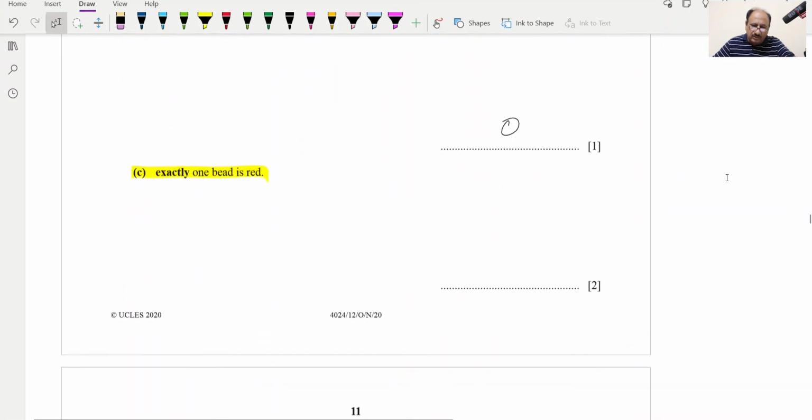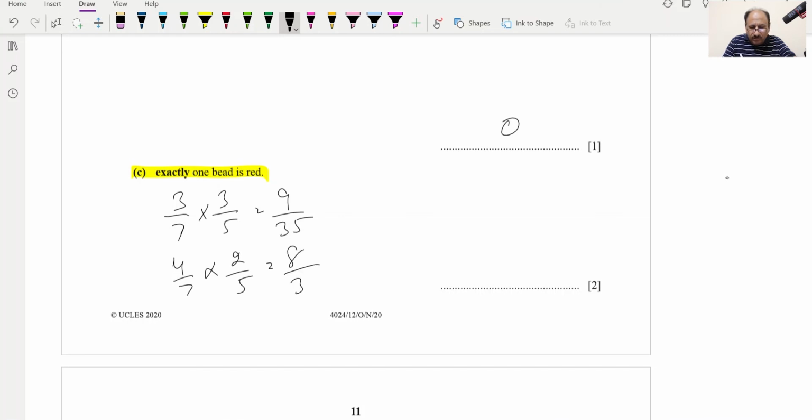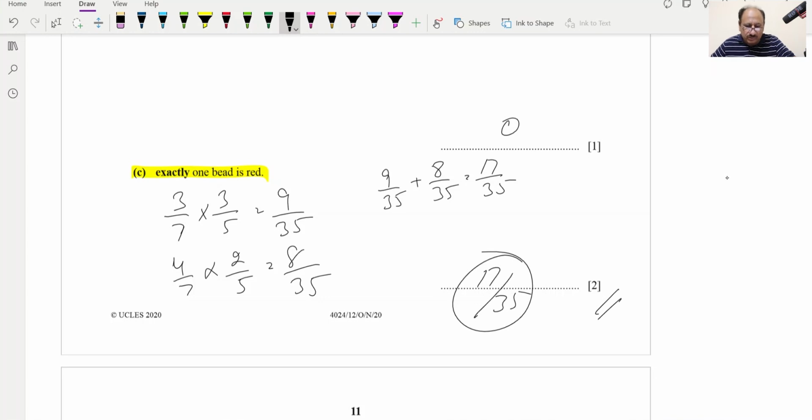And now we can add these two. We can write down working over here, this will be 3/7 into 3/5. This will be equal to 9/35, and the second option is 4/7 into 2/5, which is equal to 8/35. We can add these two, so 9/35 plus 8/35 will be equal to 17/35, and 17/35 will be our final answer for 2 mark question.